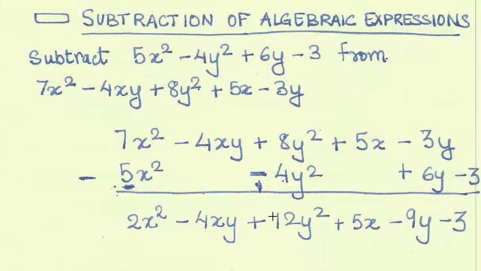Okay, so let us do a quick recap on how we would subtract two algebraic expressions. We are given: subtract 5x square minus 4y square plus 6y minus 3 from 7x square minus 4xy plus 8y square plus 5x minus 3y. Now you can see that these are polynomials which have more than 3 terms. The first one has 4 terms and the second one has 5 terms.